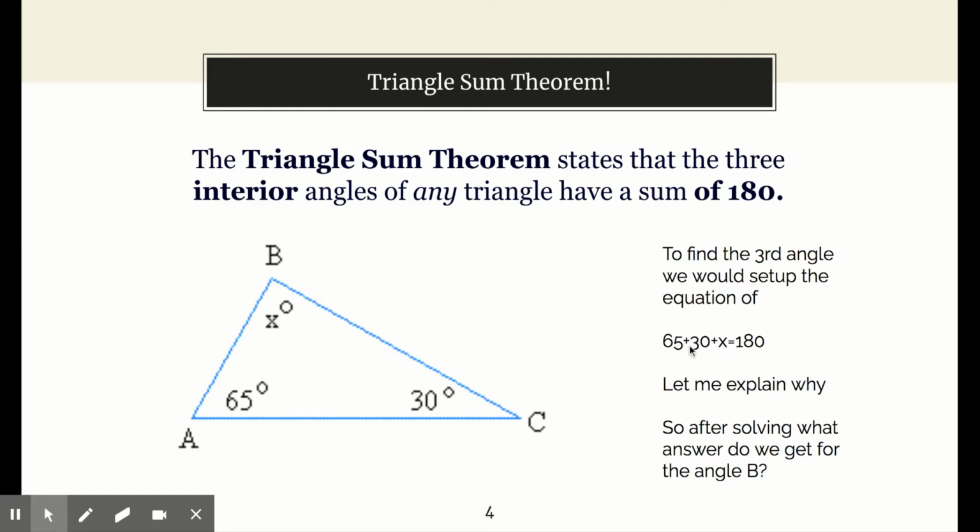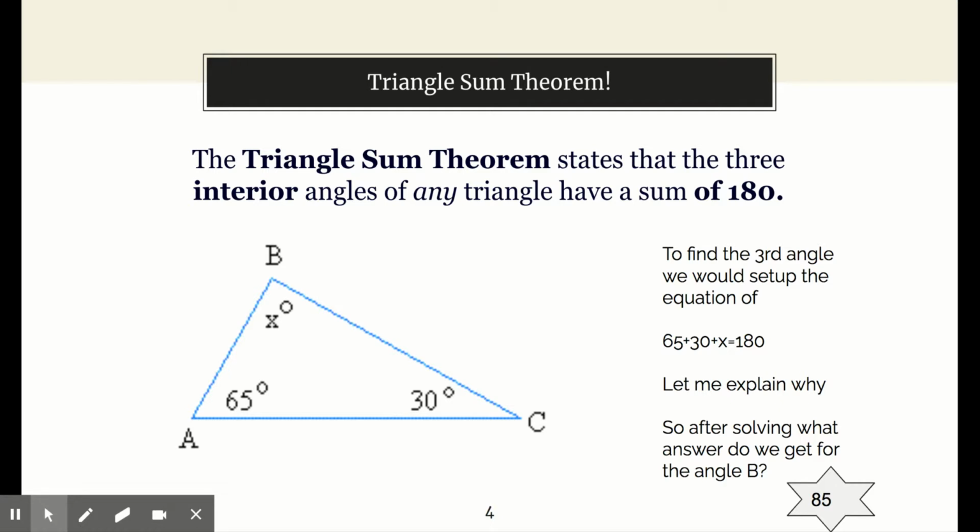Why did I add 65 plus 30? Because they're like terms. So now I should have 95 plus x equals 180. And then I'm trying to get x by itself. And remember, I do the opposite and I do it to both sides. So I'm going to subtract 95 from both sides. And the answer I should get is 85 after I solve this problem.